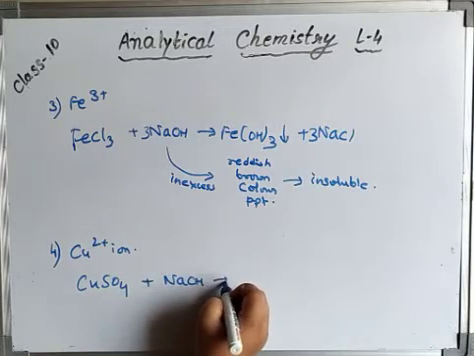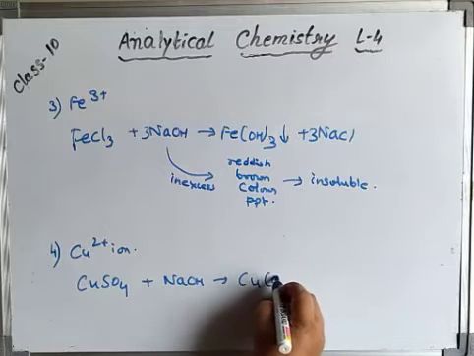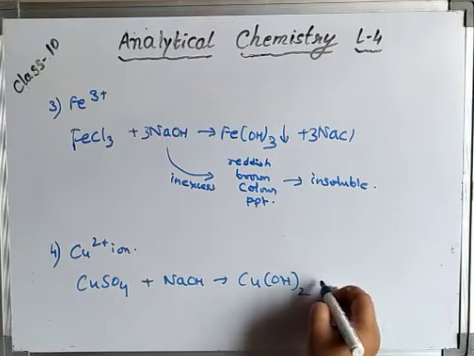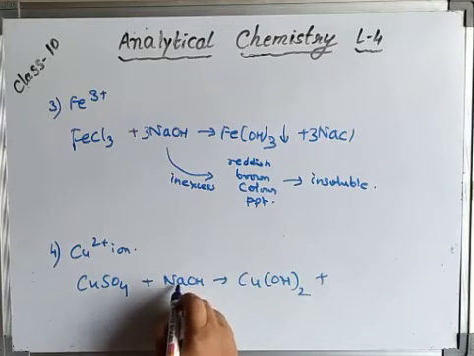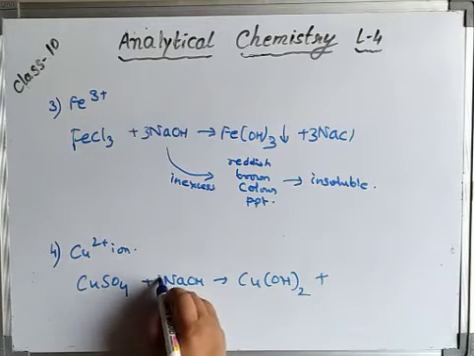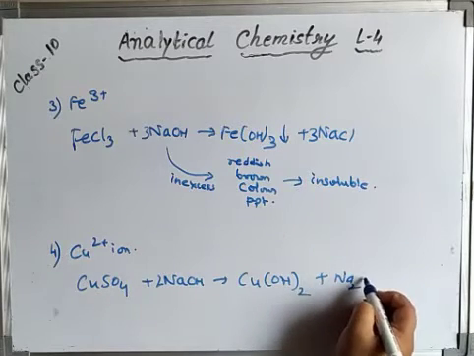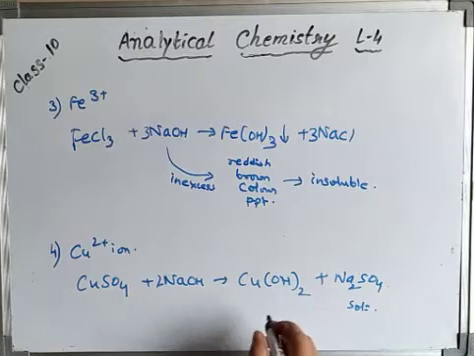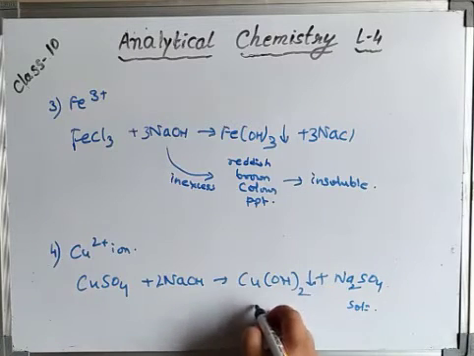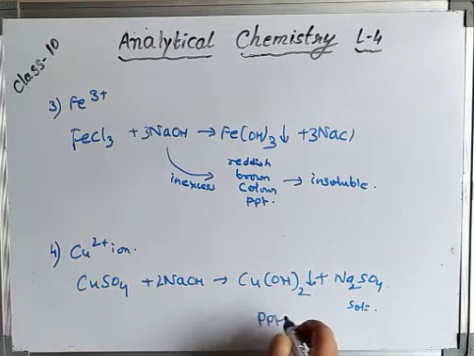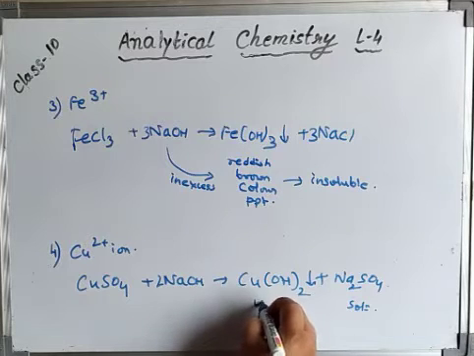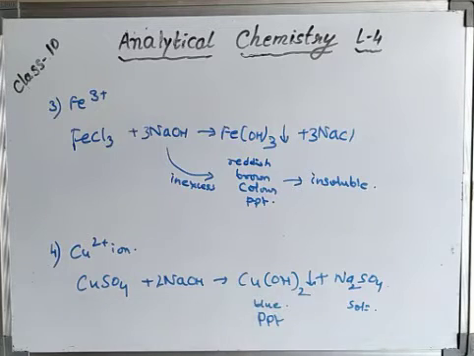CuSO4 with NaOH gives Cu(OH)2 plus Na2SO4. It is a solution, and it is a precipitate. What color precipitate? Copper salt gives what? Blue PPT. Pale blue PPT will be formed.